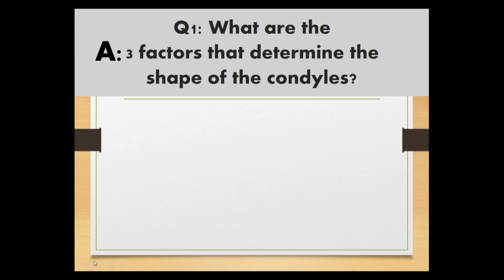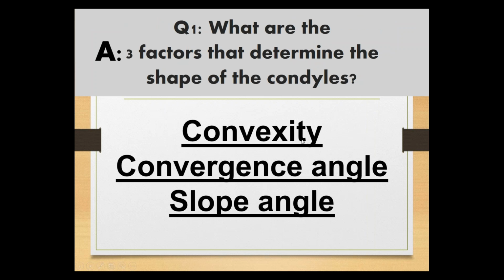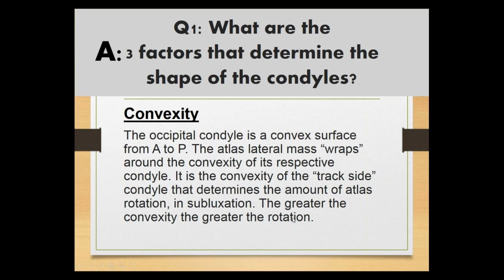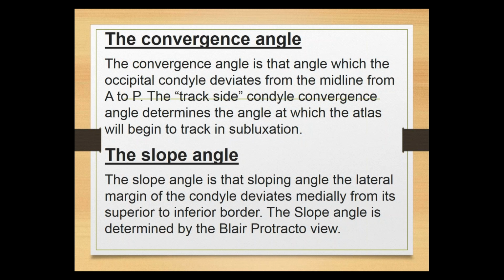So what are the three factors that determine the shape of the condyles? The three that we're looking at is the convexity, the convergence angle, and the slope angle. So the convexity, the occipital condyle is a convex surface from A to P. The atlas lateral mass wraps around the convexity of its respective condyle. It's the convexity of the tract side that helps determine the amount of atlas rotation. So the greater the convexity, the greater that rotation.